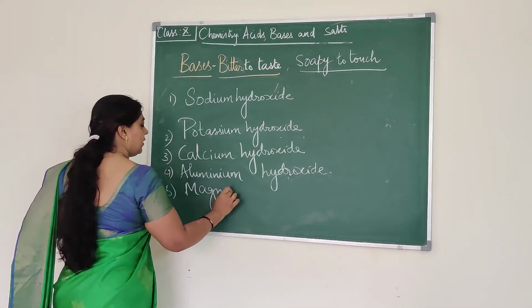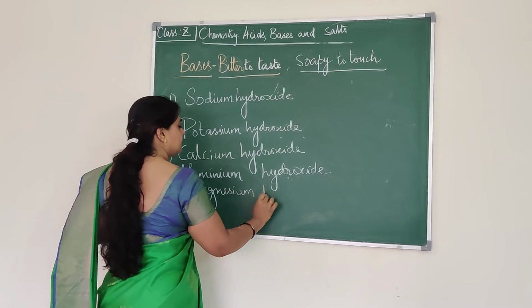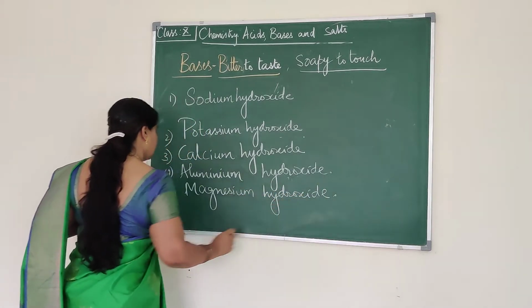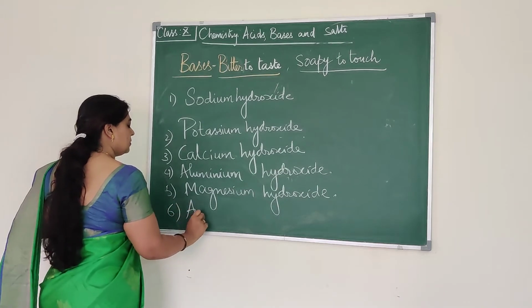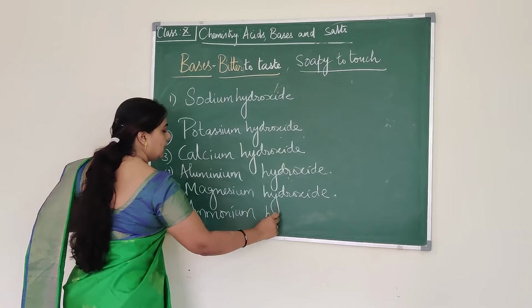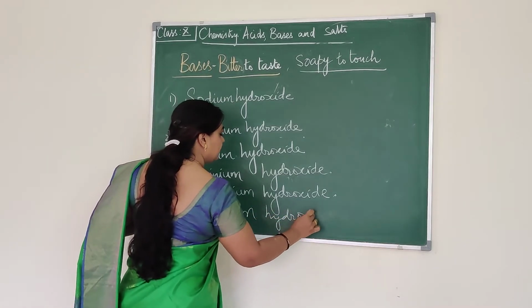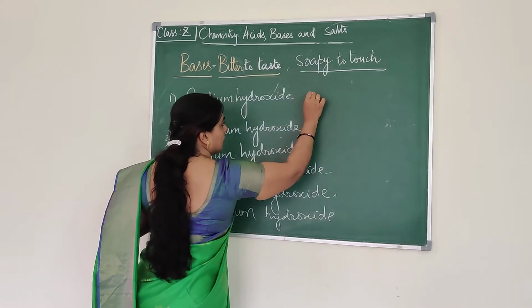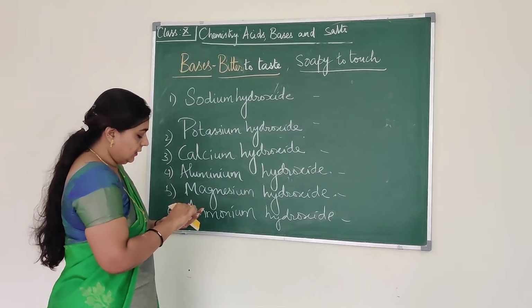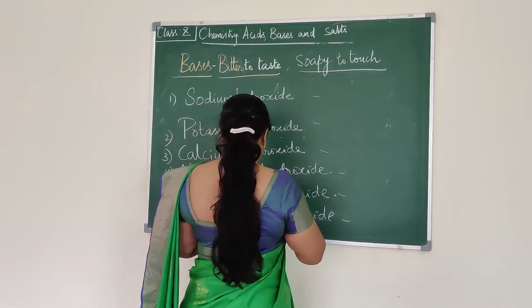Magnesium hydroxide. Next is ammonium hydroxide. So let us learn the formula of all these bases. You should learn the formula of all these bases.